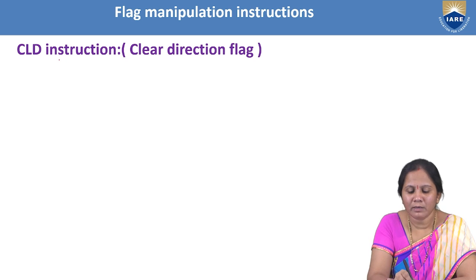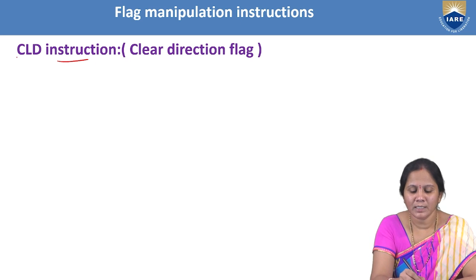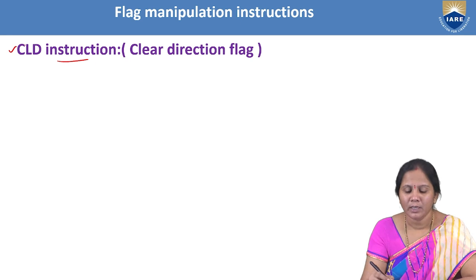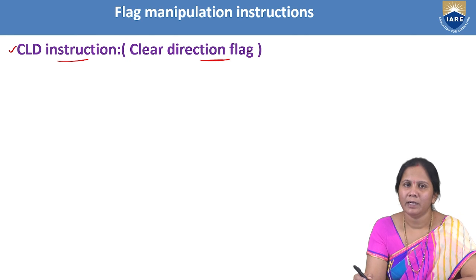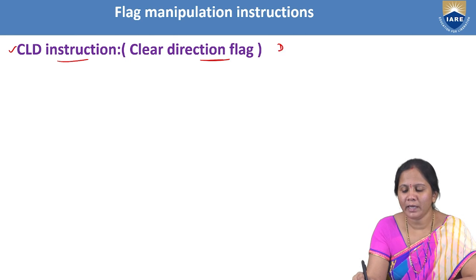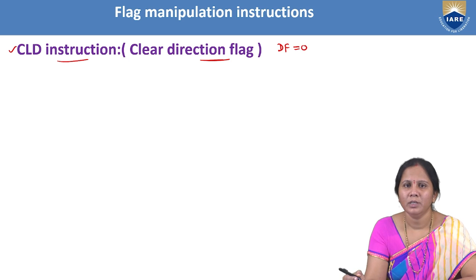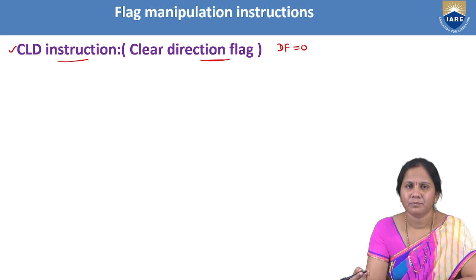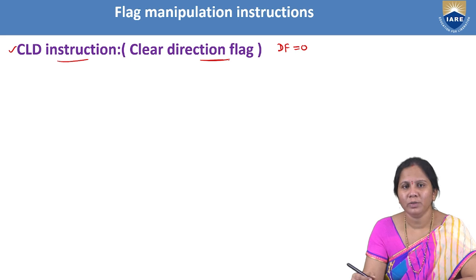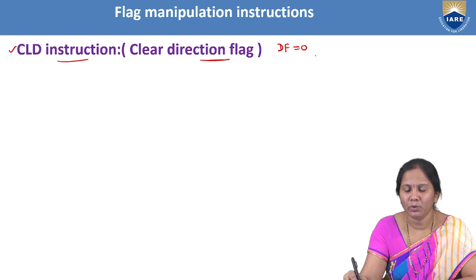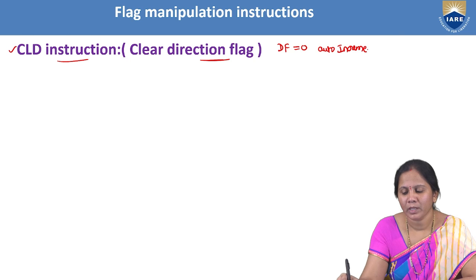And we have another flag manipulation instruction, that is CLD instruction. CLD means clear the direction flag. Clearing the direction flag means making DF equal to 0. Same as STD, the CLD will be operating in the opposite manner. This CLD instruction also we will use during string operations only. But when this DF bit is made as 0, it will be operating in auto increment mode.